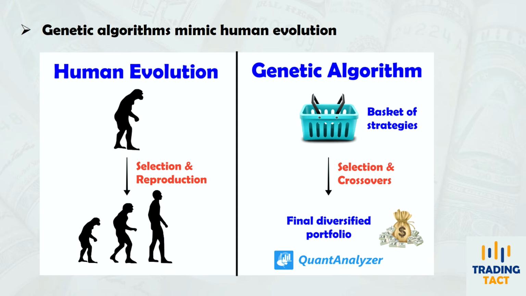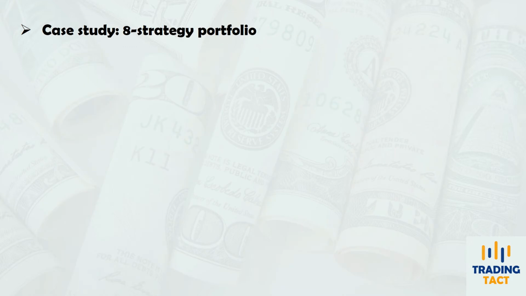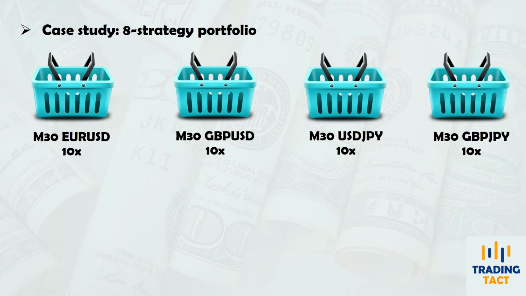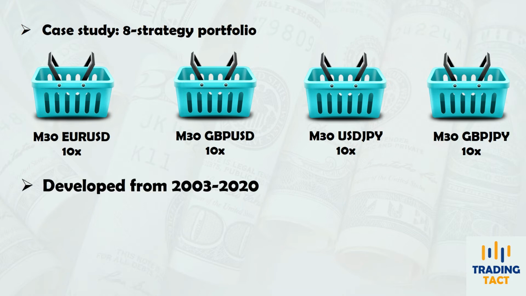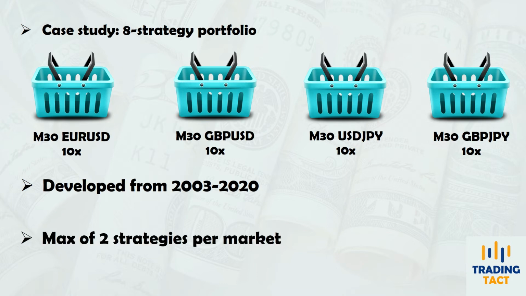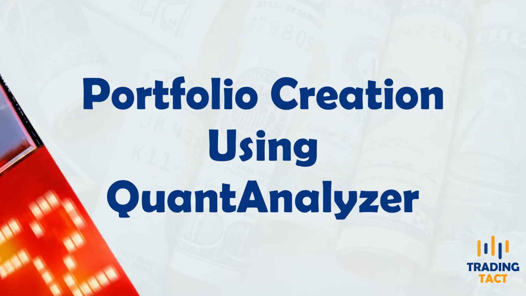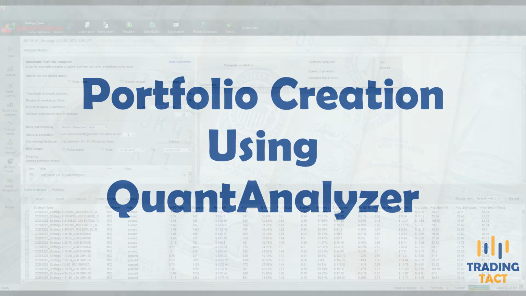Let's do a case study and build an 8-strategy portfolio with QuantAnalyzer. Let's start with strategies from 4 30-minute markets: Euro-dollar, Pound-dollar, Dollar-yen, and Pound-yen. There will be 10 trend-following strategies for each market, giving a total of 40 strategies in the basket. These strategies were developed from 2003 to 2020. To reduce correlations, the final portfolio will only contain a maximum of 2 strategies from each market.